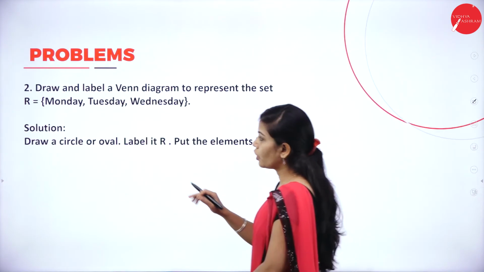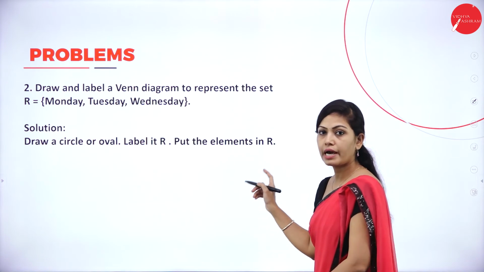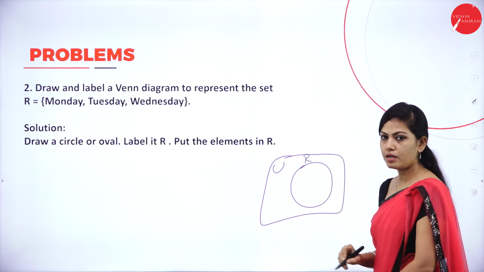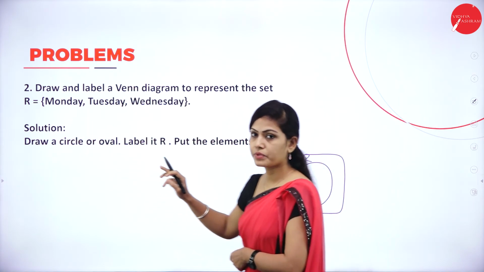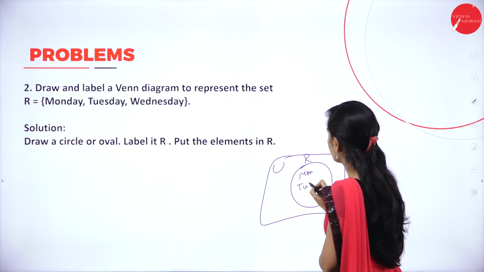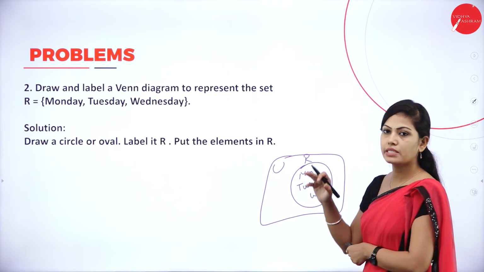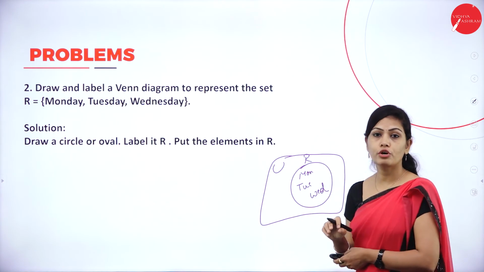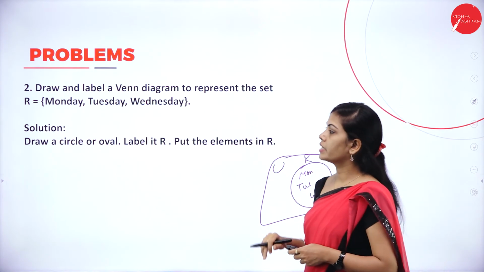The next question: draw and label a Venn diagram to represent the set R equal to Monday, Tuesday and Wednesday. Here I have only one set. This is the universal set, and the one set is R. So here you have to draw and label a Venn diagram to represent the set R. In R, what are the set elements I have? Monday, Tuesday, Wednesday. I have only 3 set elements that I have mentioned inside the circle. Here also I am not finding intersection, union, difference of sets or complement of sets. Here I am representing the set R. That's it. You can use this concept for representation of sets.